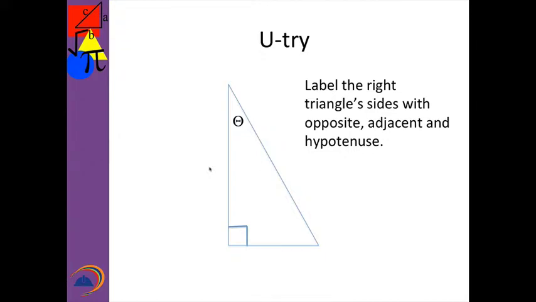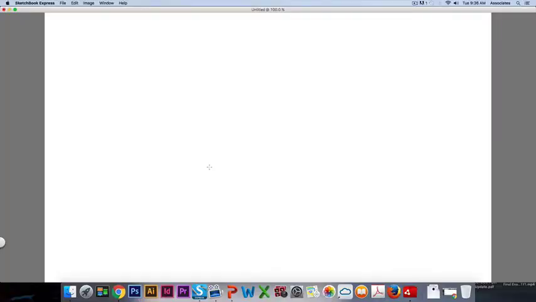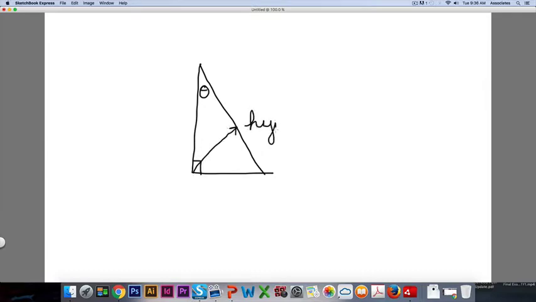Welcome back. Let's go to our slate and let's look at this. Let me see if I can draw a reasonably good right triangle. And here's my right angle, and here's theta. All right, so I can look right across from the right angle, and that's always the hypotenuse. I have my indicated angle theta.